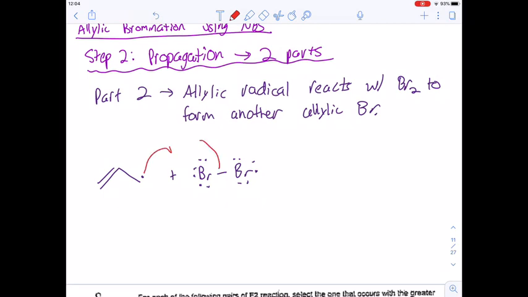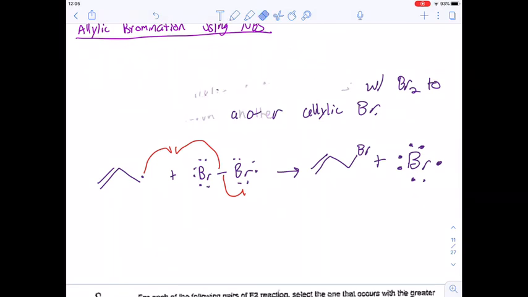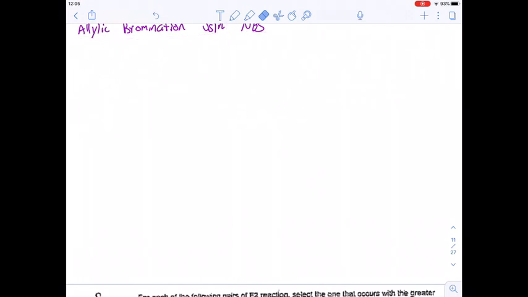So in our example, we have this plus Br2. One of these Brs is going to form a bond with the radical, and one of them is going to take the extra electron. So your product will look like this. And these are the 2 steps to propagation. These are the most important. And then the last step is going to just be termination.